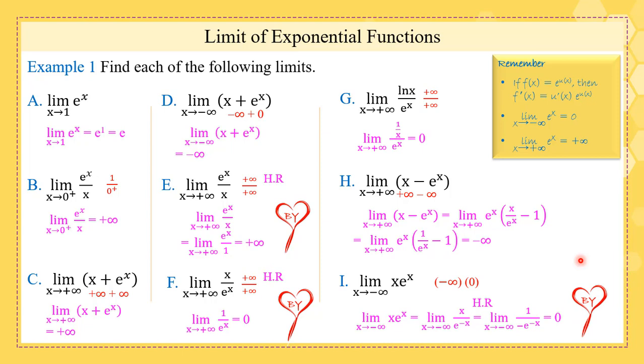So far, we can memorize 5 limits by heart, which are the limit of e^x as x tends to minus infinity, which is 0. The limit of e^x as x tends to plus infinity, which is plus infinity. The limit of e^x over x as x tends to plus infinity, which is plus infinity. And the limit of x over e^x as x tends to plus infinity, which is 0. And finally, the limit of x e^x as x tends to minus infinity, which is 0.